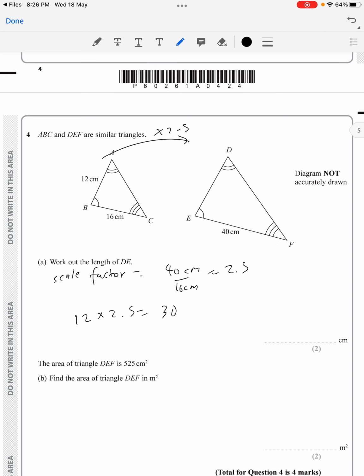The reason is because it's the new length divided by the old length, right? So the new length divided by the old length, or by the original, should be your scale factor.